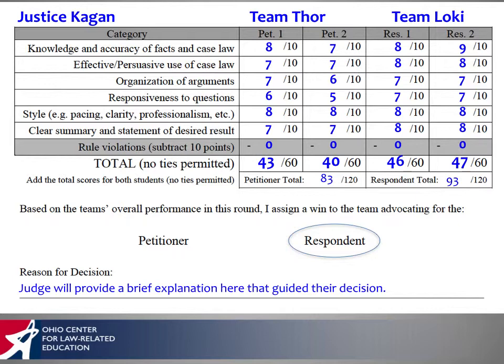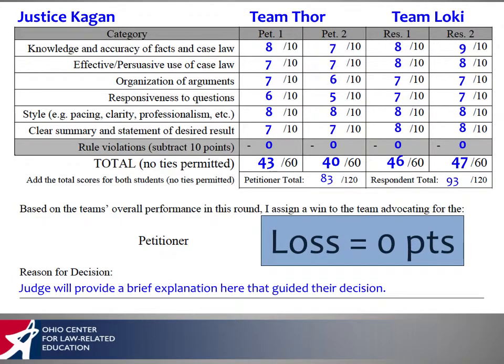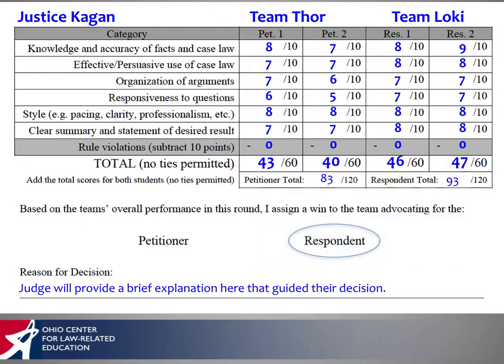A win from the judge is worth a total of 10 points. Team Thor will receive 0 points for this round. After circling one of the 2 teams, the judge will provide a brief reason for their decision.